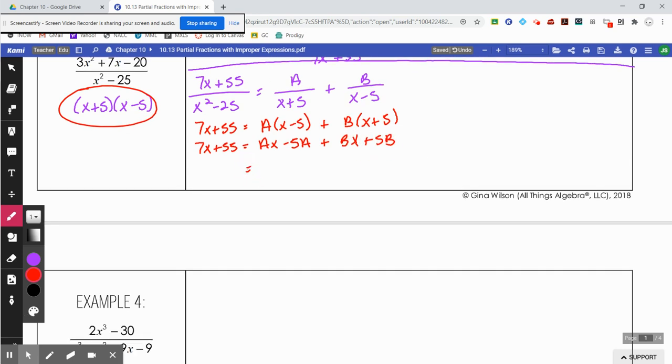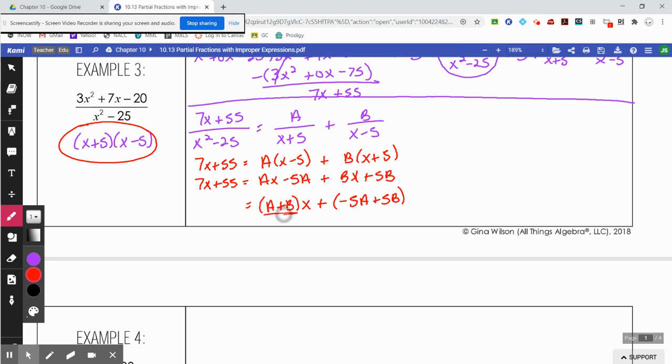Group your x stuff together and factor it out, and you're left with a plus b times x plus your constant terms, which is simply negative 5a and a positive 5b. So we now know that our x term has to equal 7, so a plus b has to be 7, and our constant term is equal to 55, so negative 5a plus 5b is equal to 55.